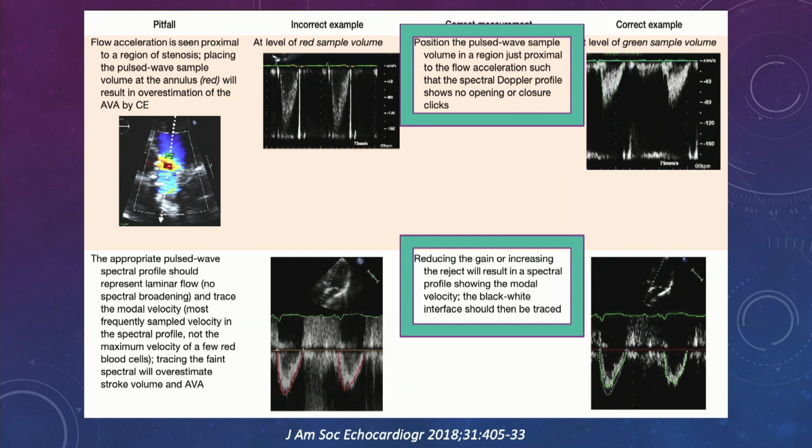Okay, so positioning of the LVOT pulse wave Doppler volume should also be done in such a way that we don't see any of these opening and closing clicks. We should move a little bit more proximal into the LVOT to get a complete signal without the opening and closing clicks. Also, when trying to get the tracing, we might need to decrease the gain to make sure that there's a good black-white interface that we can trace along to get the VTI for the pulse wave for the LVOT.